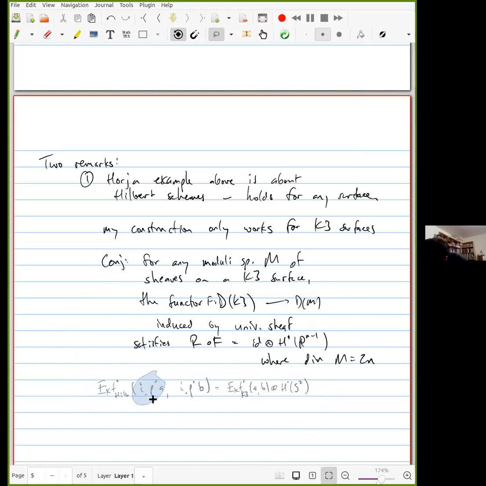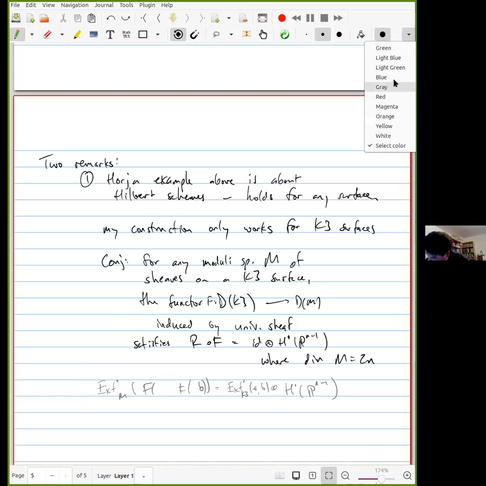So what was this? Again, I like to do the more down to earth thing. The Ext on the moduli space between F(A) and F(B) is Ext on the K3 surface between A and B, tensor the cohomology of P^(n-1). Right, that's the down to earth statement that doesn't involve any left adjoint functors or right adjoints. And actually today I'm going to announce this for most moduli spaces of sheaves on K3 surfaces of Picard rank 1.